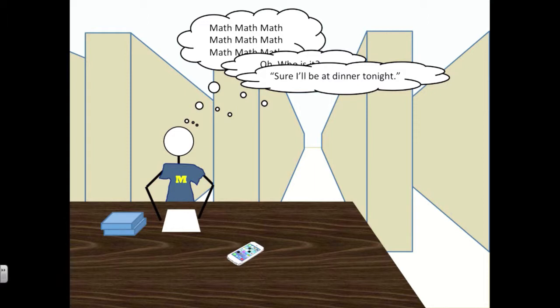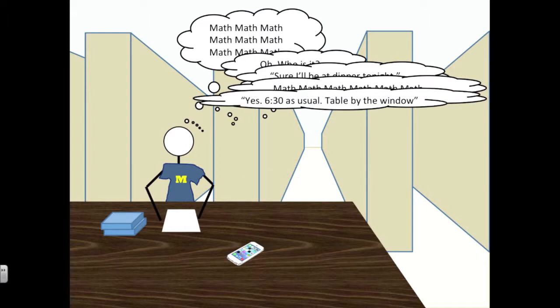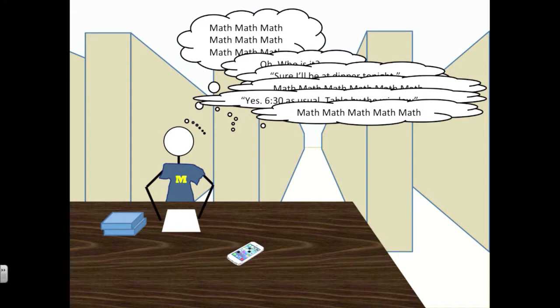So you say, all right, Tina, that sounds like a plan. You get back to it, right? Back to the math. Seconds later, what happens? It's another message. Yep, it's Tina again. Yeah, just wanted to confirm 6:30 as usual, the normal table. So you're like, yes, Tina, this will be great. And then you get back to it. So you're back to your math.